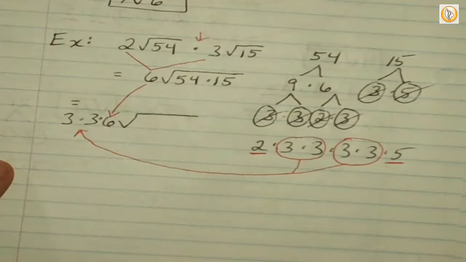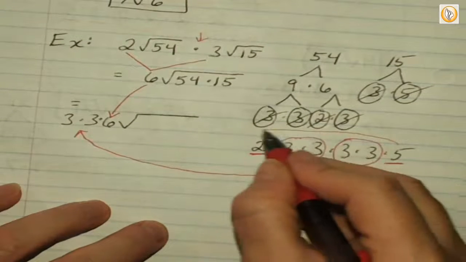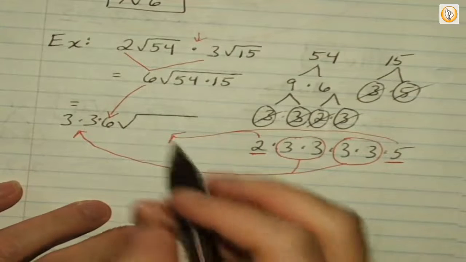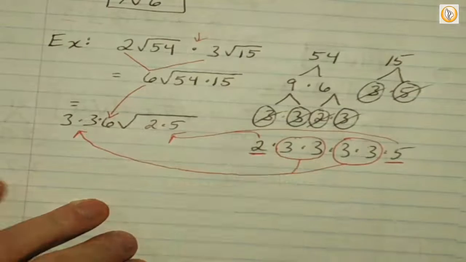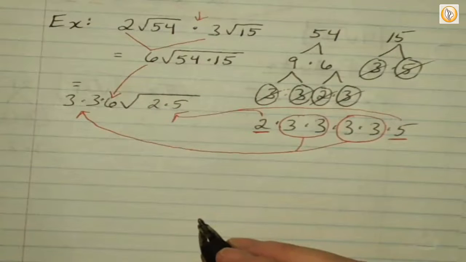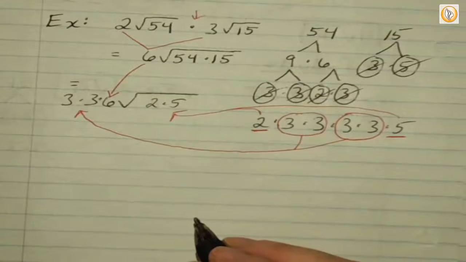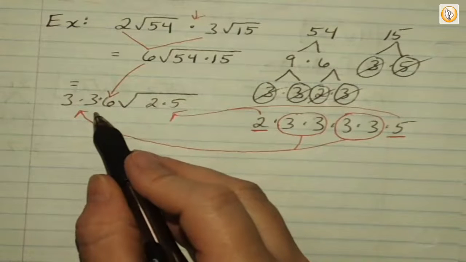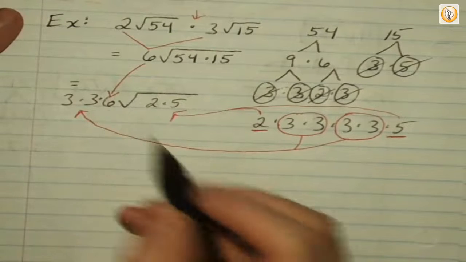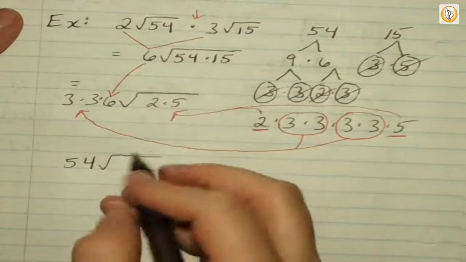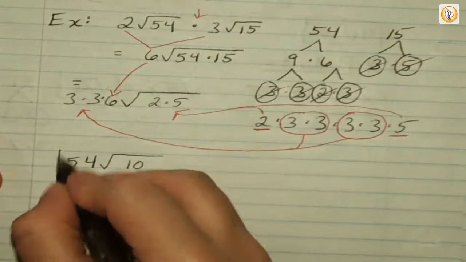Okay. My leftovers go on the inside. 2 times 5. And then I multiply everything together. Does everyone see that? All right. 3 times 3 is what? 9. Times 6? 54. And then 2 times 5 is? 10. And there's your answer.